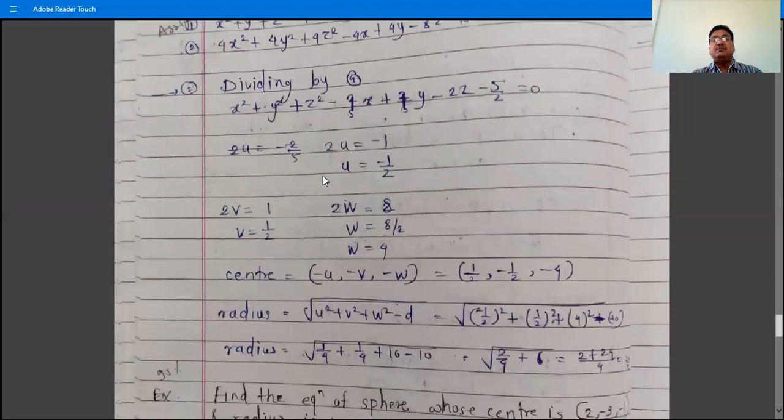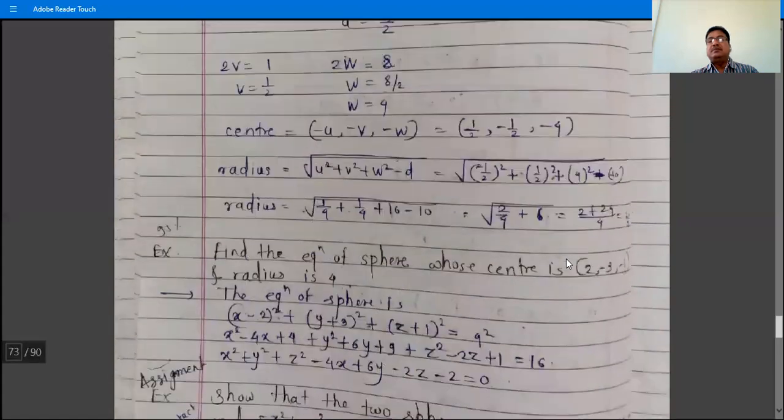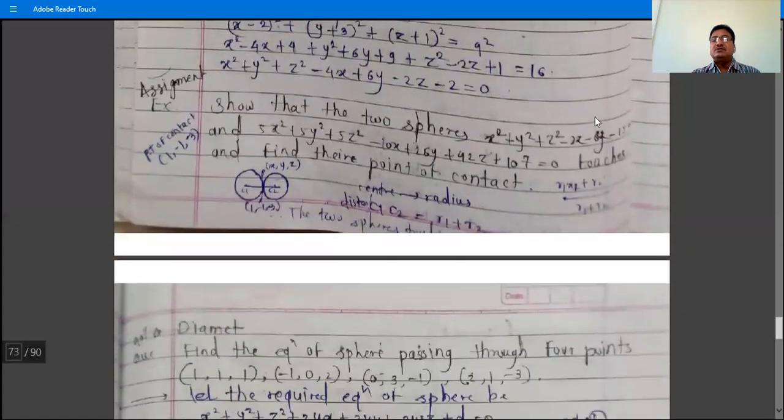That is, compare both equations with x square plus y square plus z square plus 2ux plus 2vy plus 2wz plus d is equal to 0, and find the center and radius of the first sphere. Denote the center of the first sphere by C1 and its radius by R1, and then denote the center of the second sphere by C2 and its radius by R2.